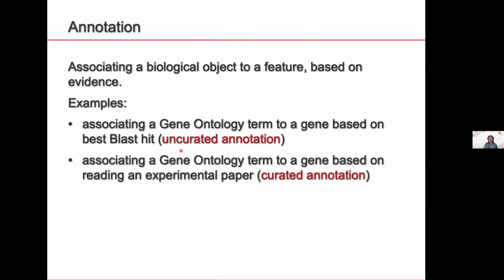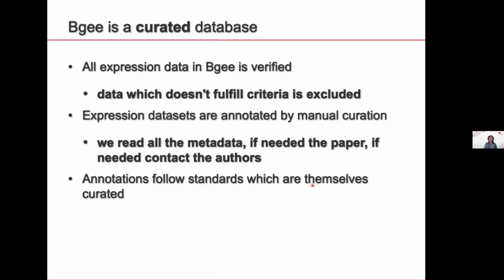You didn't check anything. Or you read a paper where someone did experiments on the product of this gene and saw it had hydrolase activity. From reading this paper, you put this annotation in the database, you associated this gene ontology term with this gene. In this case, it's a curated annotation. And Bgee, why am I telling you all this, is a curated database. So all the expression data we integrate is verified. Data which doesn't fulfill our criteria of being healthy, wild type, and following protocols that we can use is excluded.